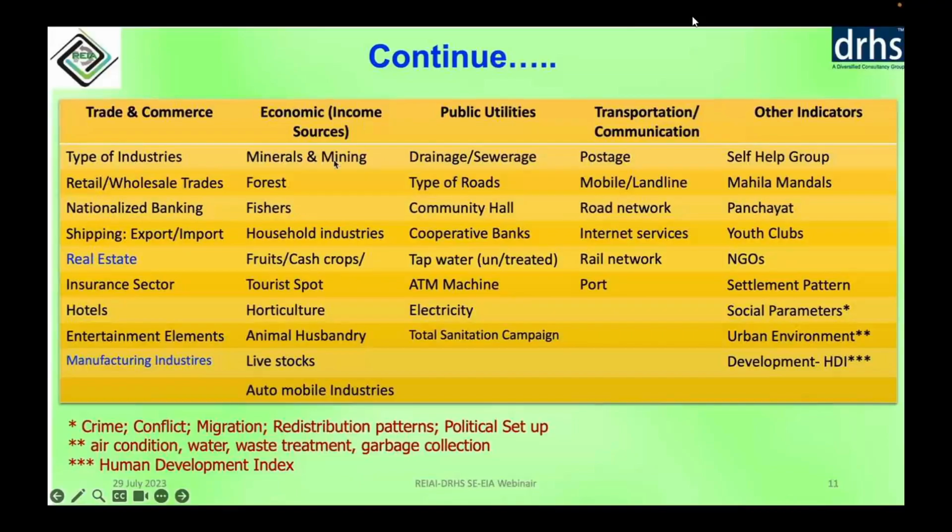Economic income source, yes, what is the economic income source in that area? These are the subtopics where we have to concentrate while defining your economic income source. Public utilities in the village data sheet, that is the amenity data sheet of Census, you will get all these things. Transportation, you have to observe on your map. And other indicators are also there, self-help group.